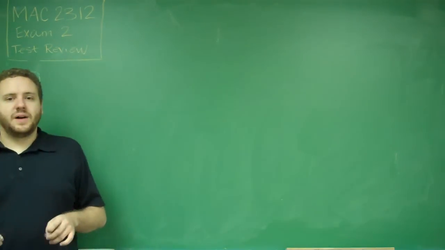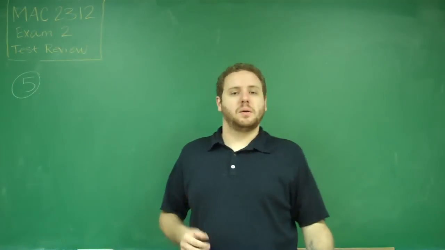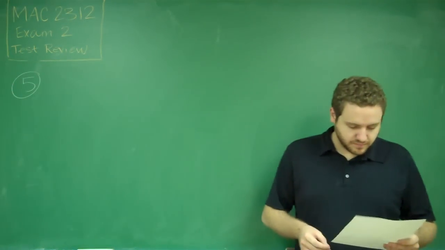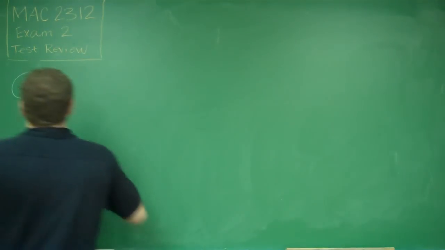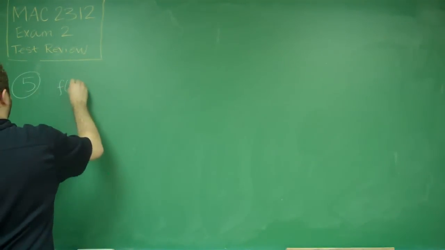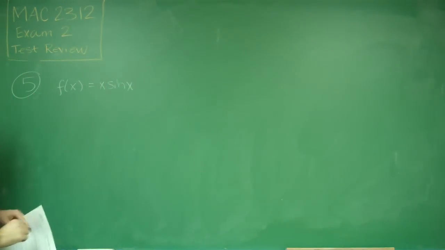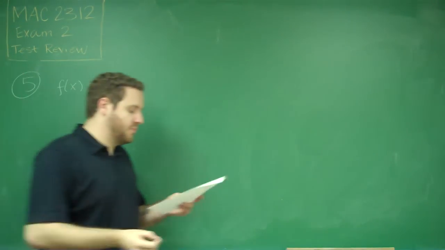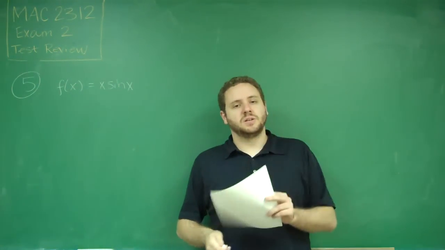Okay, so finally for number 5, this is one of the more complex problems that you can see here. We're asked a couple of things about a given function. So first, we have the function f of x equals x sine x. And first we're asked, what is the fifth term in the Maclaurin expansion of the function below?